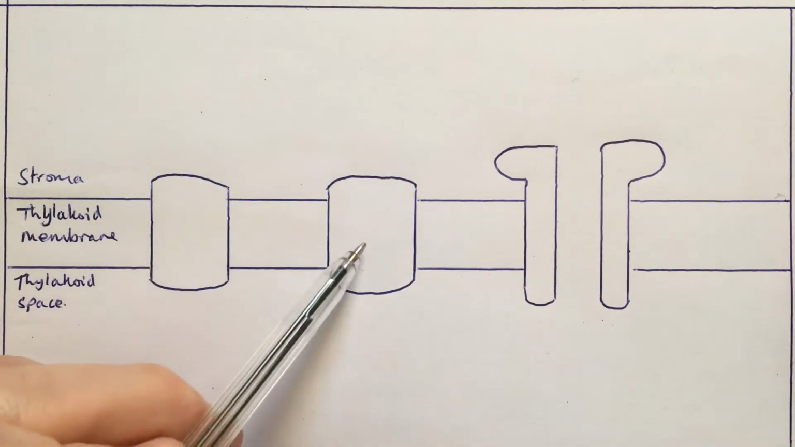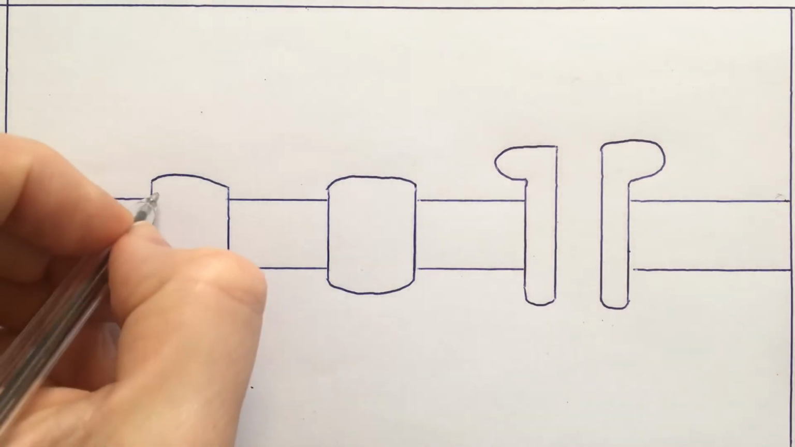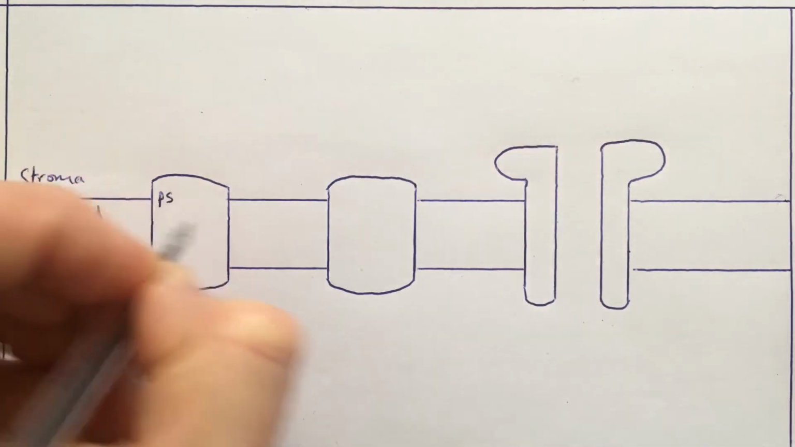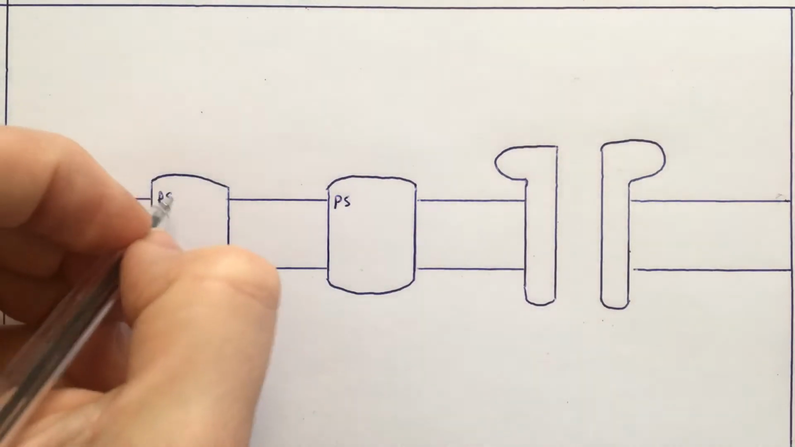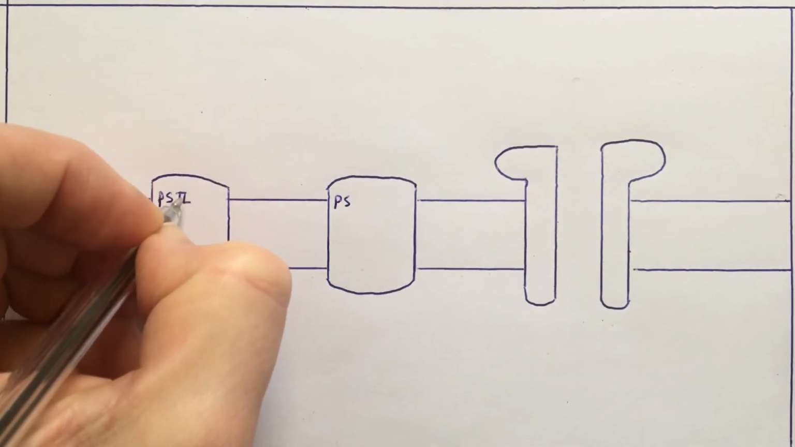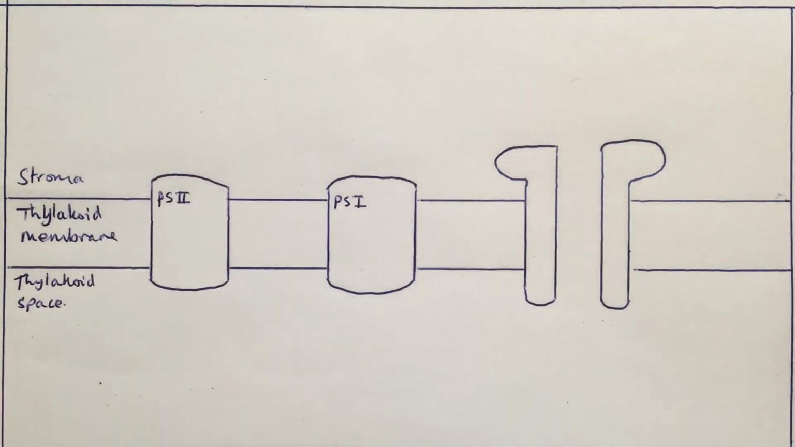Within the membrane, we have two proteins, and these are called photosystems. So PS denotes photosystems, and we have photosystem 2, and we have photosystem 1. Photosystem 2 was discovered after photosystem 1, but actually is used first in the light-dependent stage of photosynthesis.